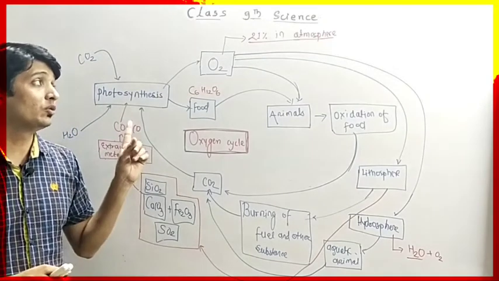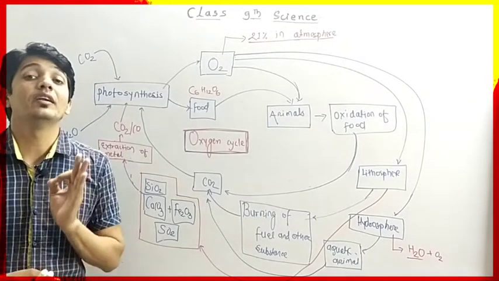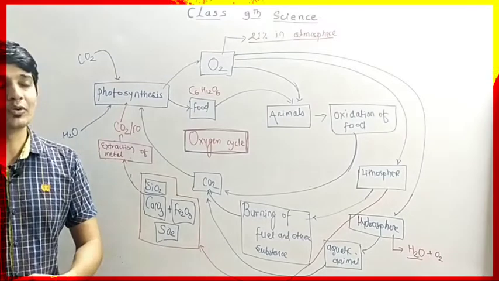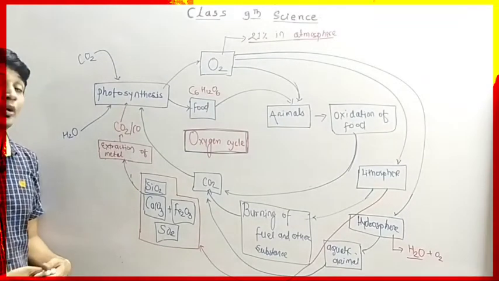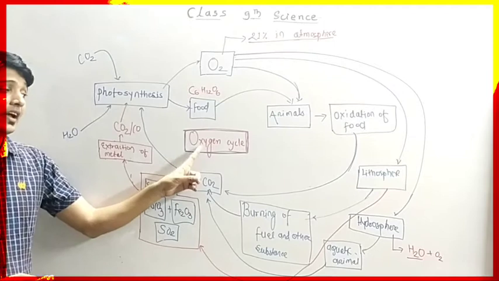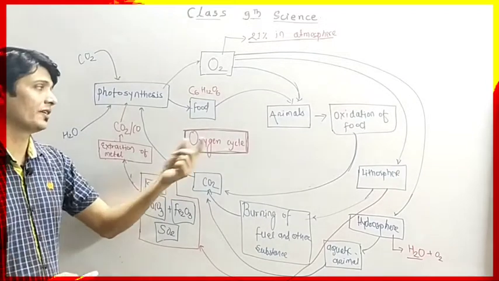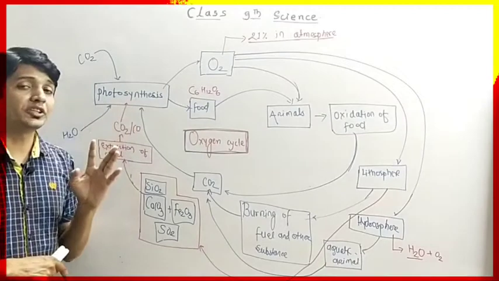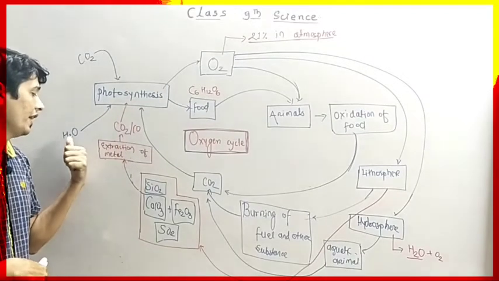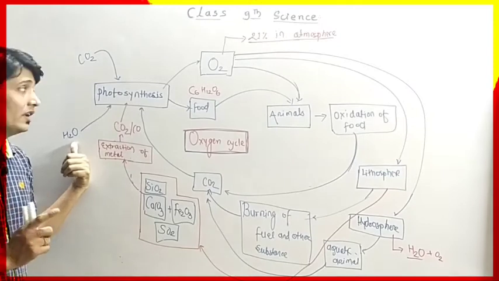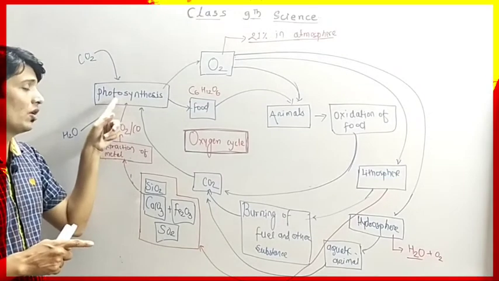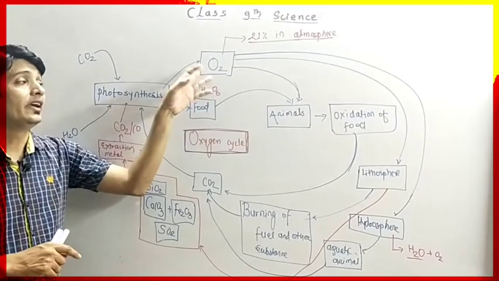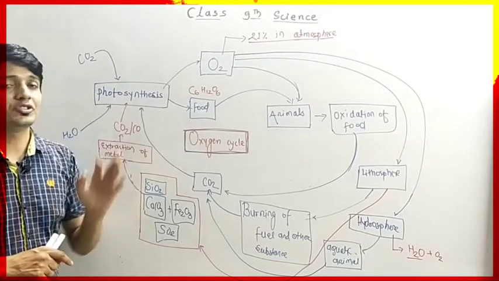You have to draw a neat and well labeled diagram for the representation of the oxygen cycle. So write it down or note it down. See here, the heading is the oxygen cycle. As we know, photosynthesis is the process by which green plants absorb water from the soil and carbon dioxide from the surroundings, and they convert it into food and release oxygen gas.